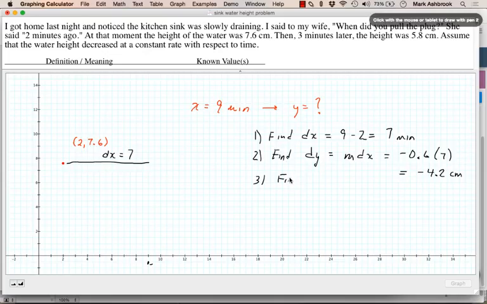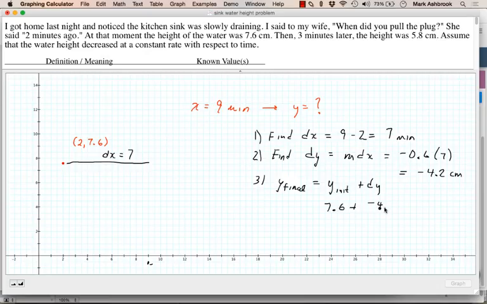We've got everything we need to calculate the final y. So y final is, right, so remember, it should make sense. So we started at 7.6, that's y initial. How much did y change? Negative 4.2. It went down 4.2, so we're going to take 7.6, and we're going to add the change in y. And we're going to get negative 3.4. No, 3.4.